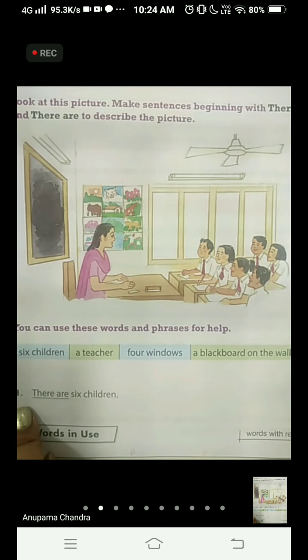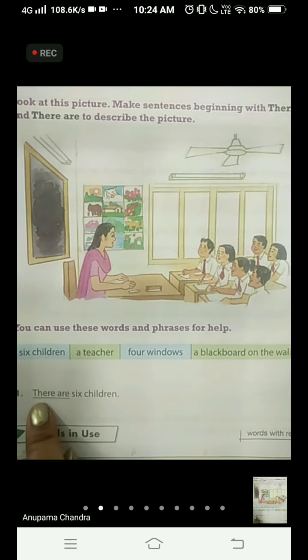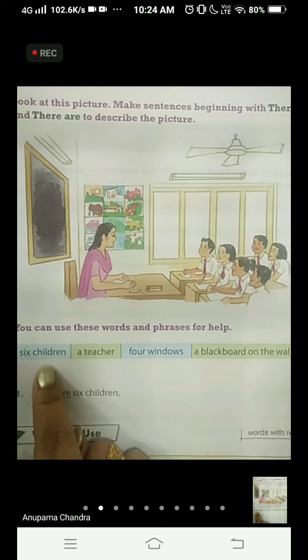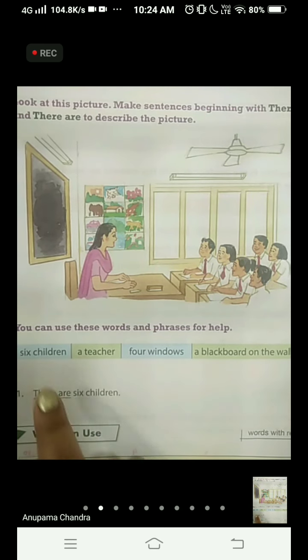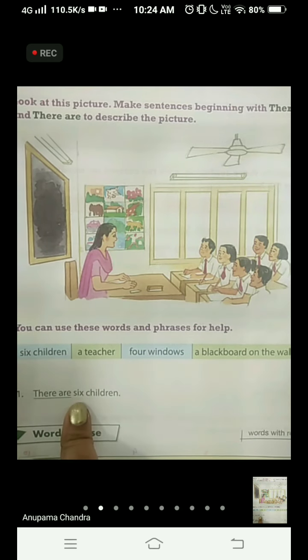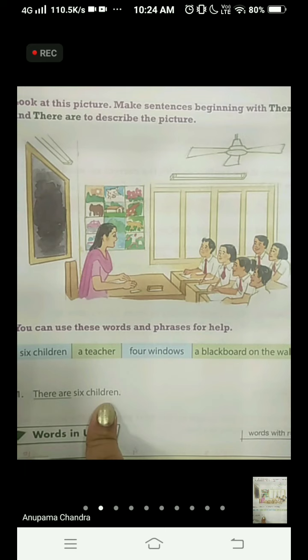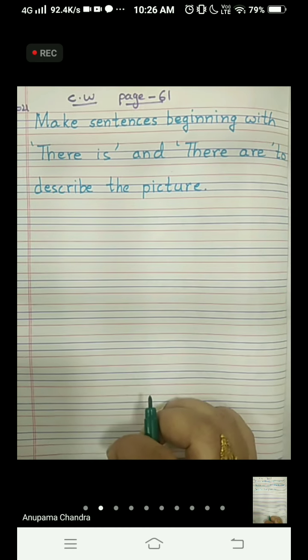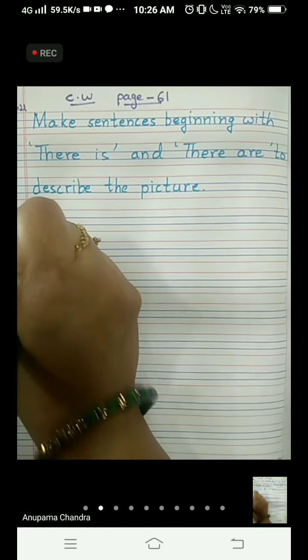And what is the first sentence given? There are 6 children. So what we have to begin with? There is or there are. And in the first sentence, we have taken the first help, that is 6 children. And the sentence is there are 6 children. Like this, you will make the sentences. Okay, and we are going to write it in the notebook. First sentence is already given in your book. We are going to write that one first.